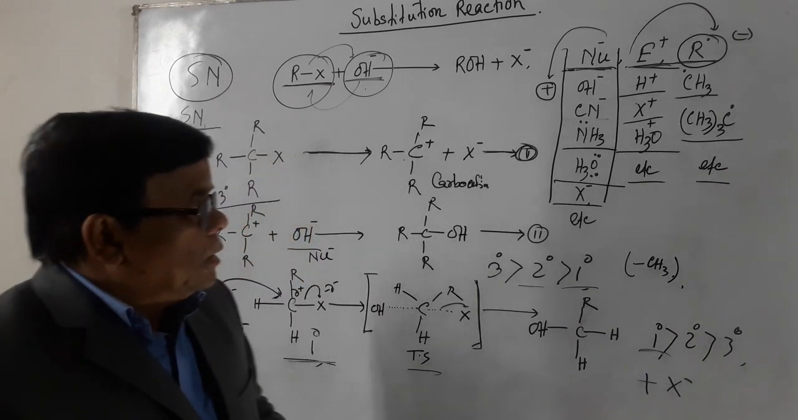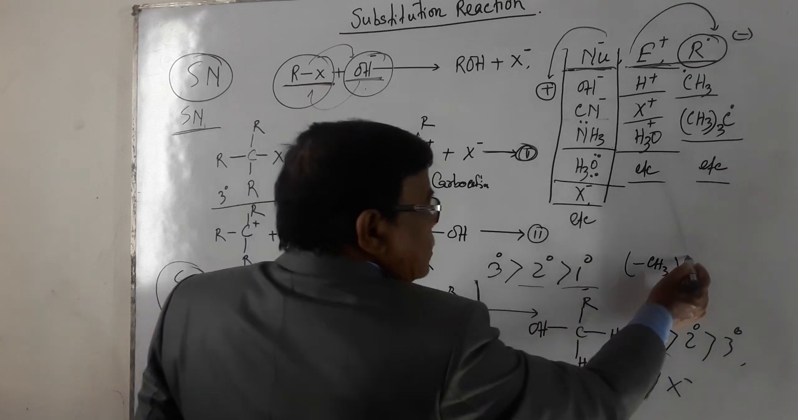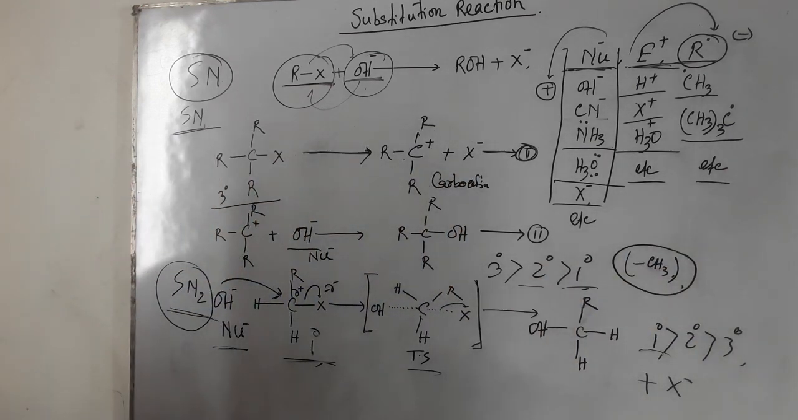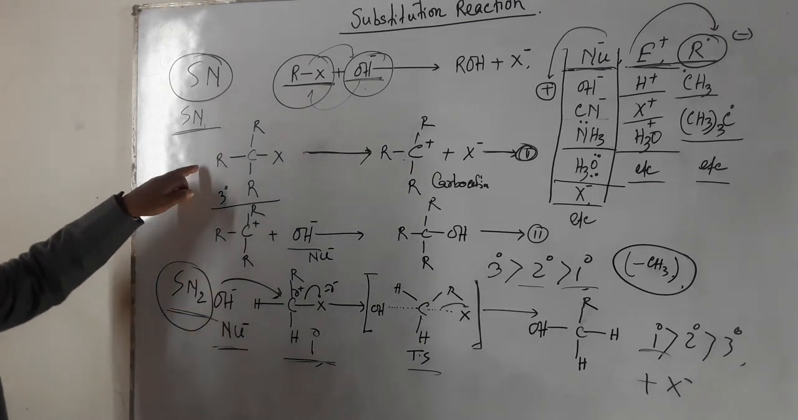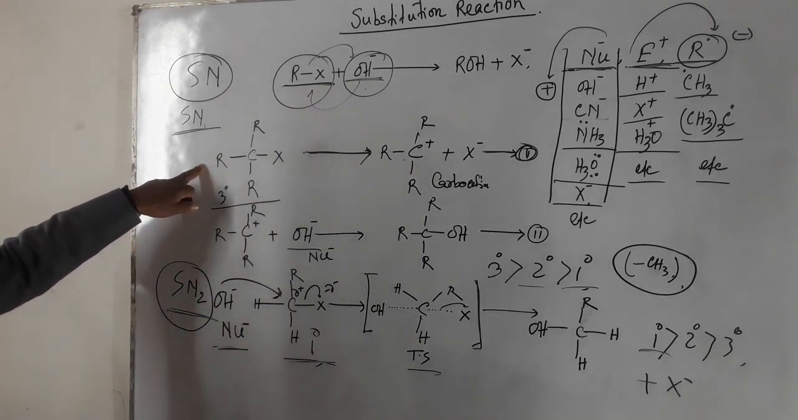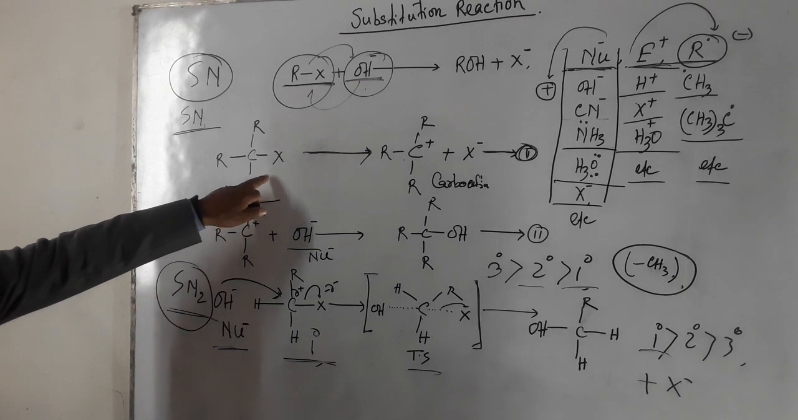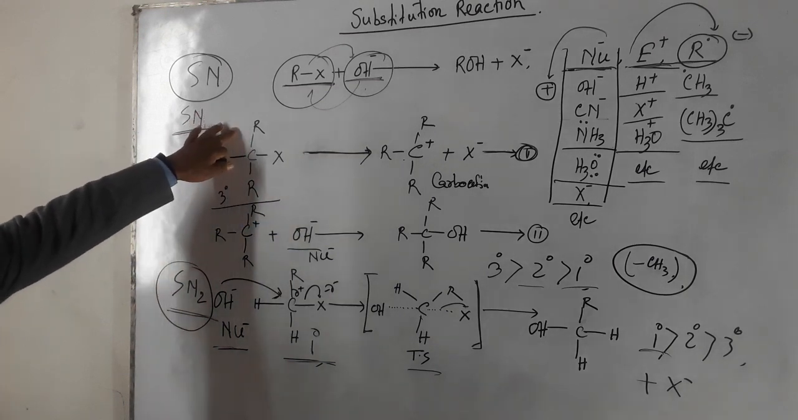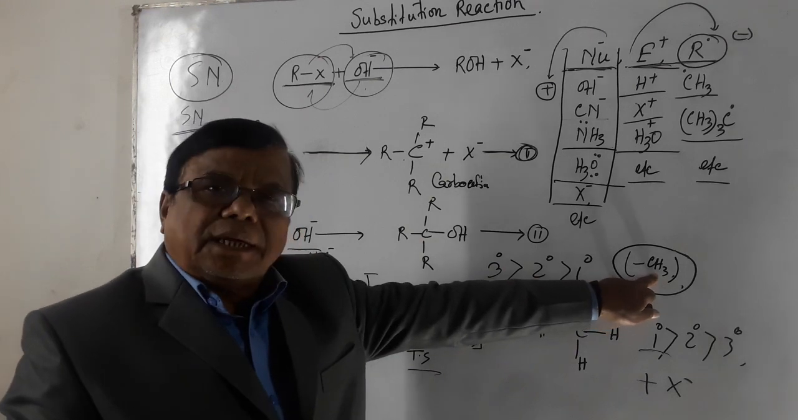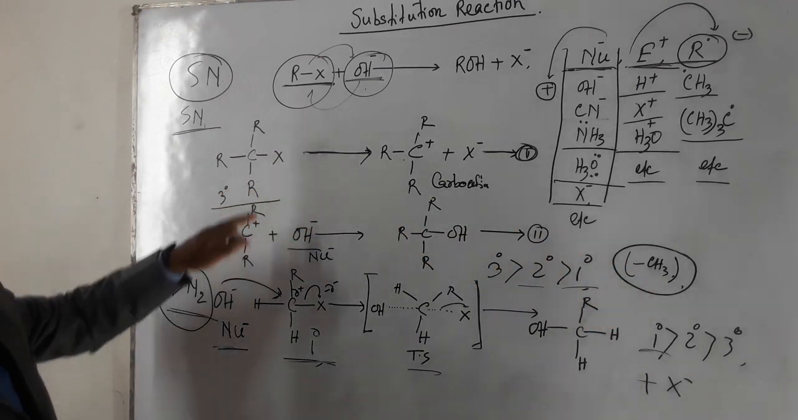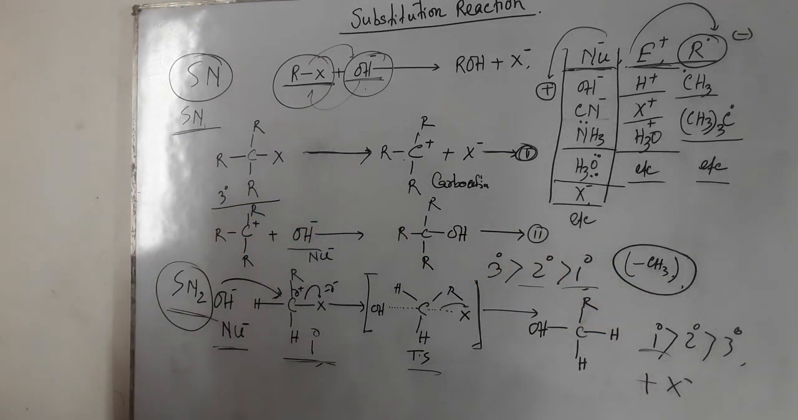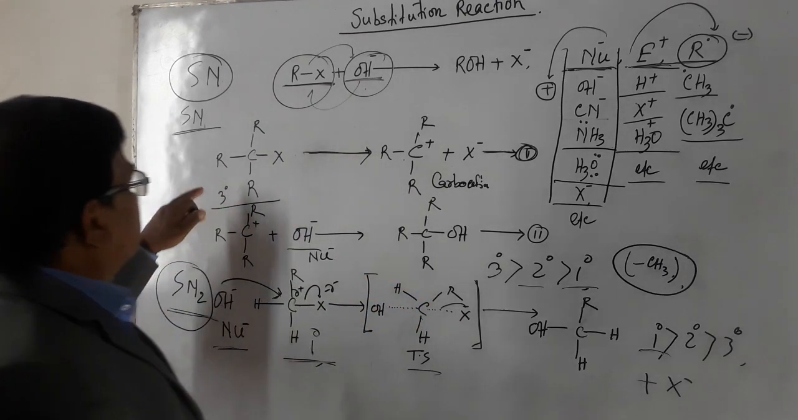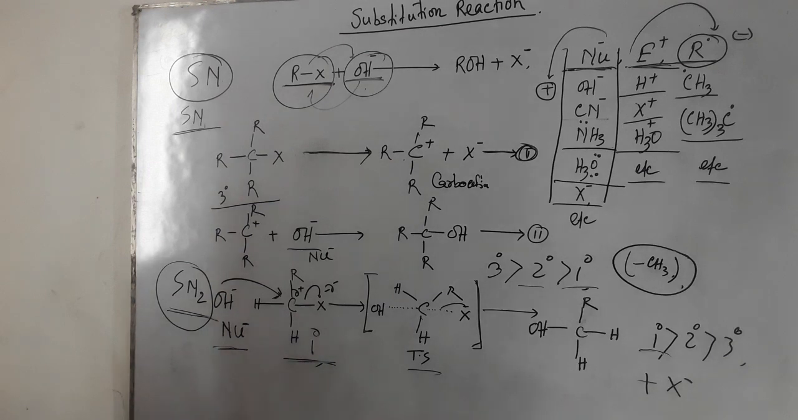If instead of R there is CH3, then it will be a tertiary halide, 3 degree halide. If R contains 2 CH3, then it will be 2 degree, and if there is 1 CH3, then it will be a 1 degree alkyl halide.